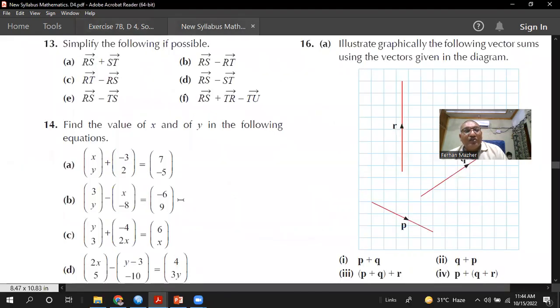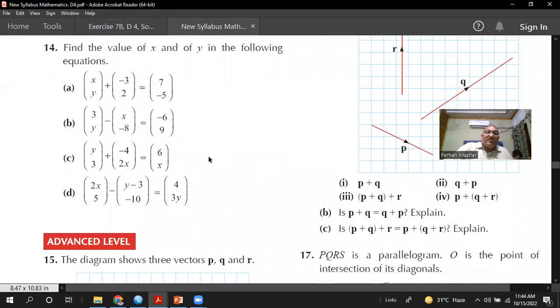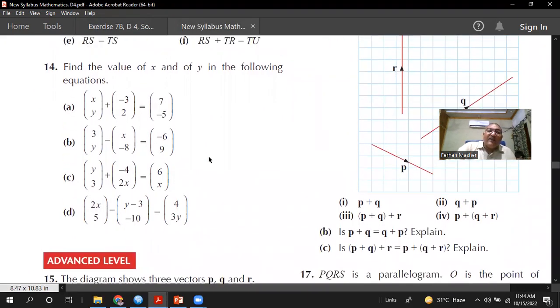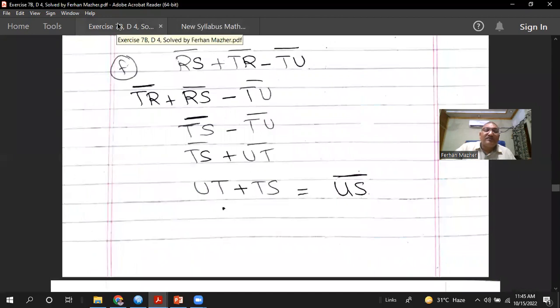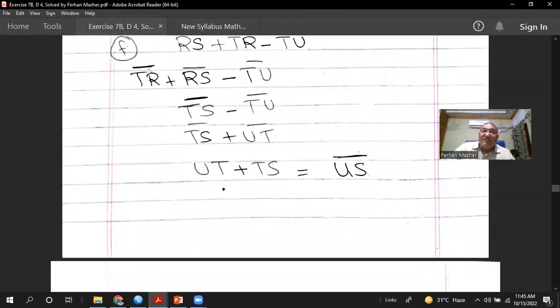So that is how you do the question number 13, and I hope you understand. Here, question number 14, he says, find the value of the x and of the y in the following equations. So x will be added into the x and the y will be added into the x, and then we will compare both the x values on both the sides. So we will be able to find out the value of the x.